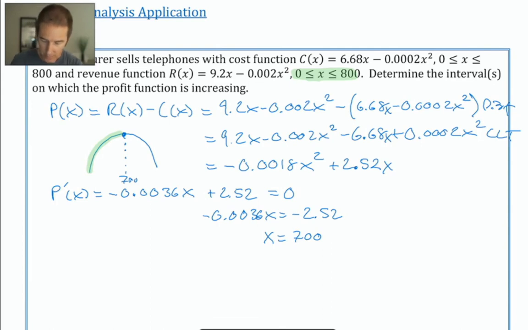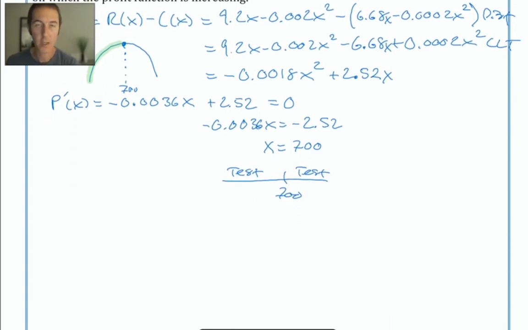Could we take the 700 and put it on a number line and test over here and test over here? Maybe we take 600 and put it into the first derivative, and we take 750 and put it into the first derivative, a number that's to the left of 700 and a number that's to the right of 700. Absolutely. But I'm telling you, to the right of 700, plug in a 750 into the first derivative. It's going to come out negative. Plug in 650, maybe, into the first derivative. It's going to come out positive.